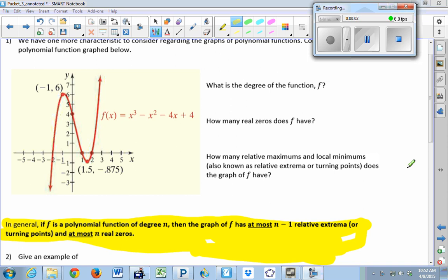Information here is really critical. If you don't have the equation for your polynomial, let's say I just give you a graph. This is a quiz or a test question that I use a lot, okay?